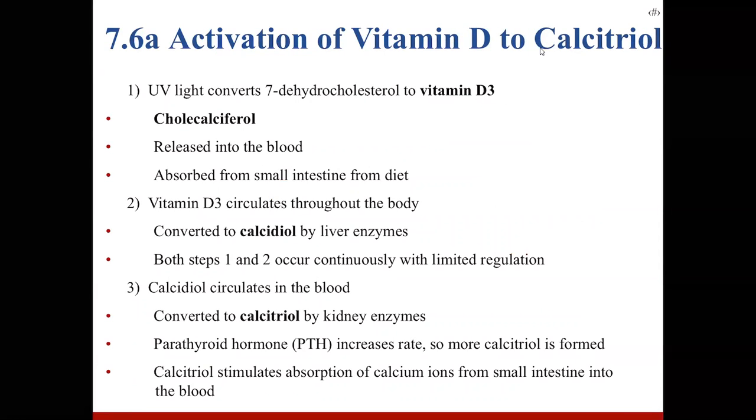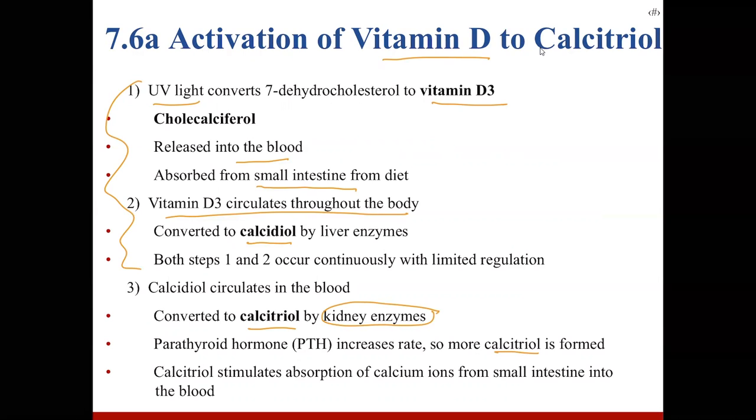Okay, so calcitriol comes from vitamin D. UV light, so sunlight, is going to convert 7-dehydrocholesterol to vitamin D3. It gets released into the blood and it gets absorbed from your diet. D3 circulates throughout your body and it gets converted to calcidiol. They occur at the same time. Calcidiol circulates in the blood and it gets converted to calcitriol by enzymes from the kidney. Parathyroid hormone increases the rate of conversion, so we get more calcitriol. Calcitriol is going to stimulate absorption of blood calcium ions from the small intestine into the blood.